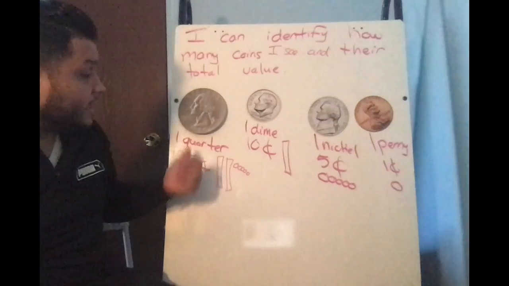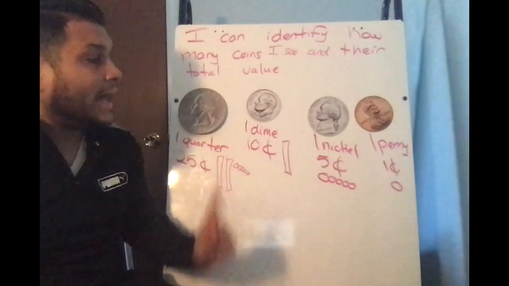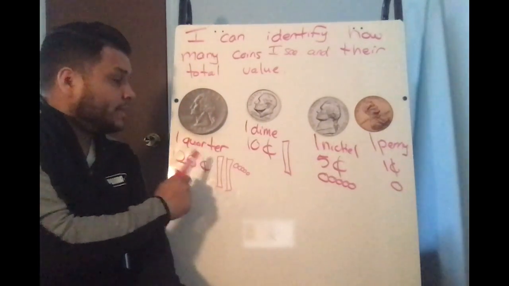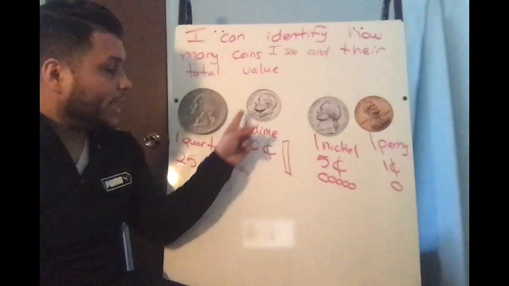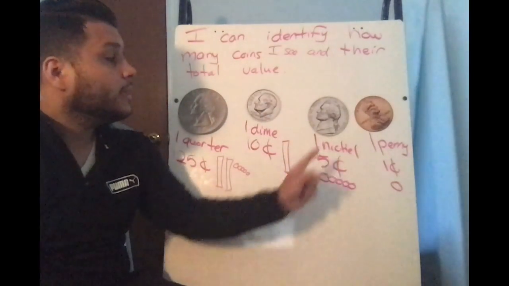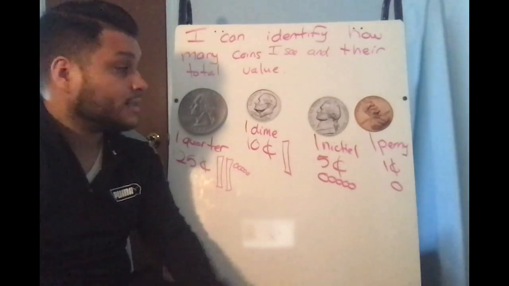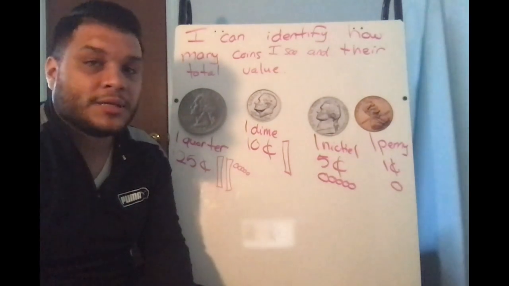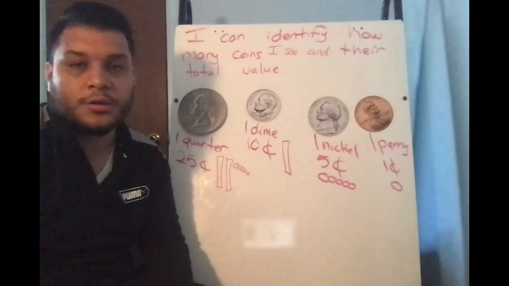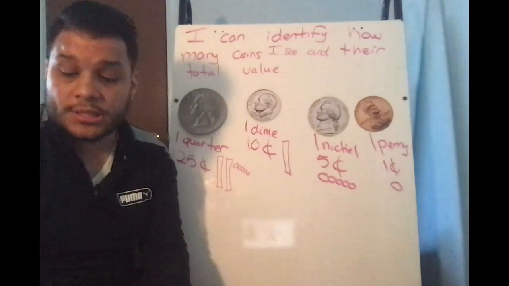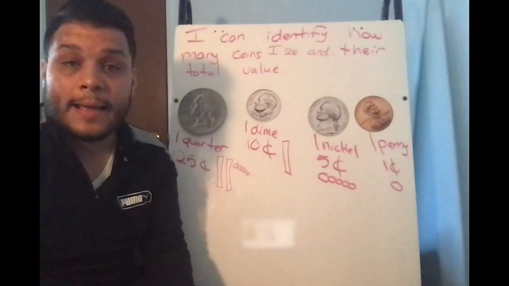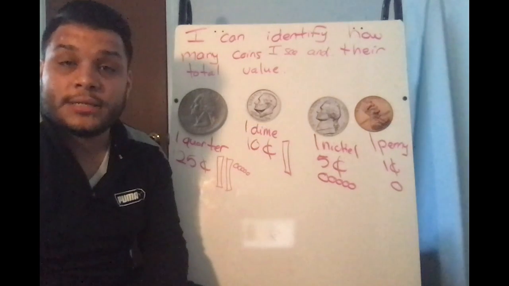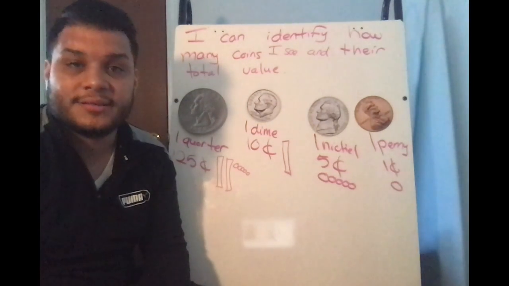Now, each of these values are based off of how many of each coin we have. Because we have 1 quarter, it is worth 25 cents. Because we have 1 dime, it is worth 10 cents. 1 nickel, it is worth 5 cents. And because we have 1 penny, it is worth 1 cent. But what happens if we start to add quarters, or dimes, or nickels, or pennies? Well, that brings us to our critical question. Why is it important to be able to add coins together?